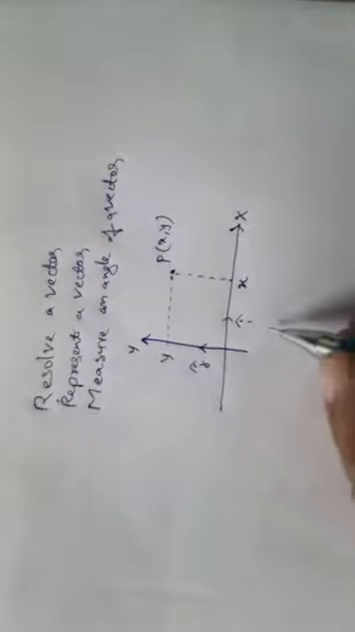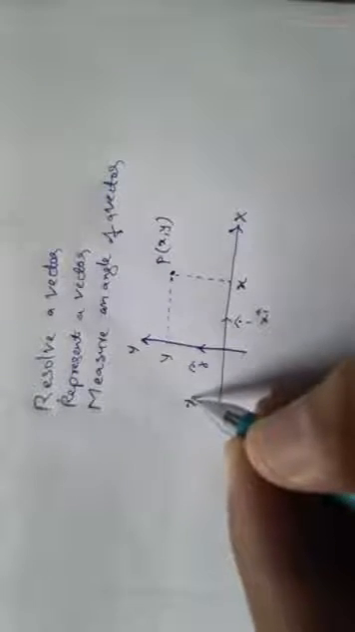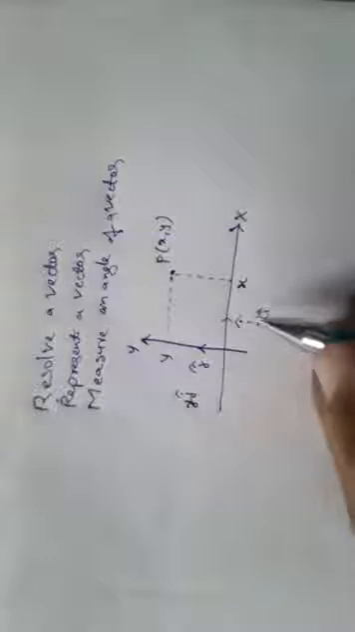Okay, so now what we get: the vector on the x-axis is represented as x i cap, and the vector on the y-axis is represented as y j cap. Now, from the origin, I want the vector OP, that is OP bar, which is equal to the sum of these components: x i cap plus y j cap.